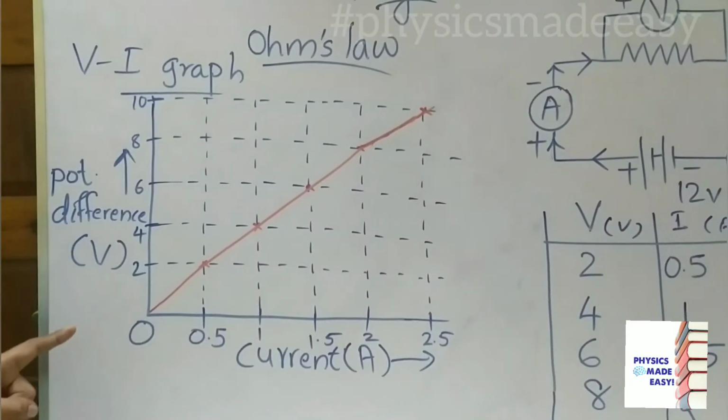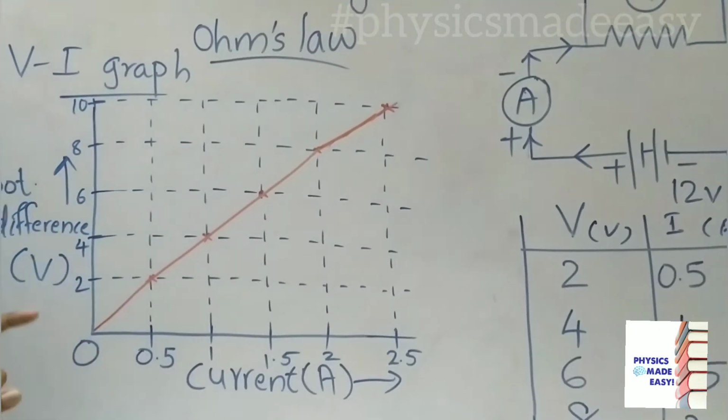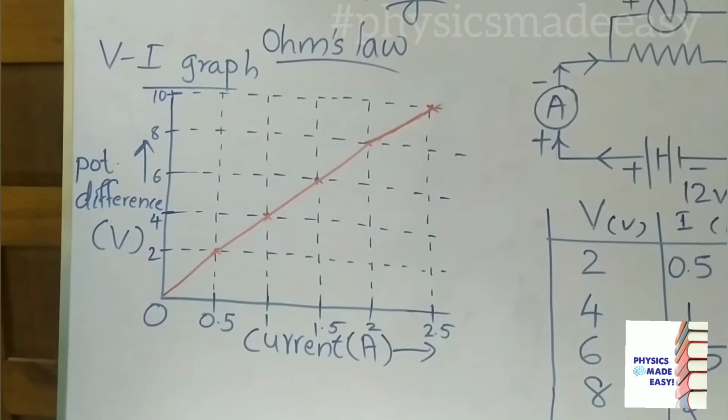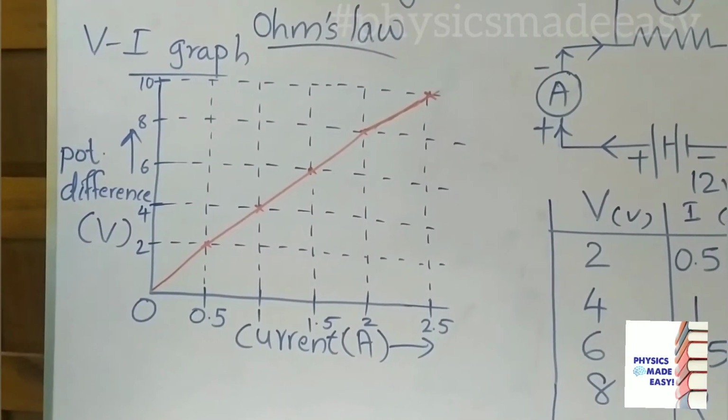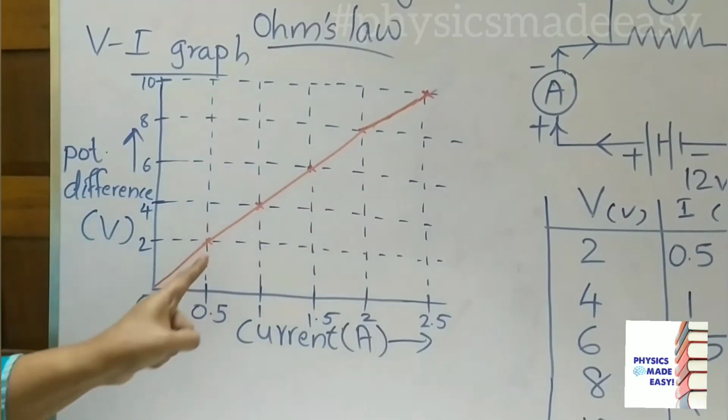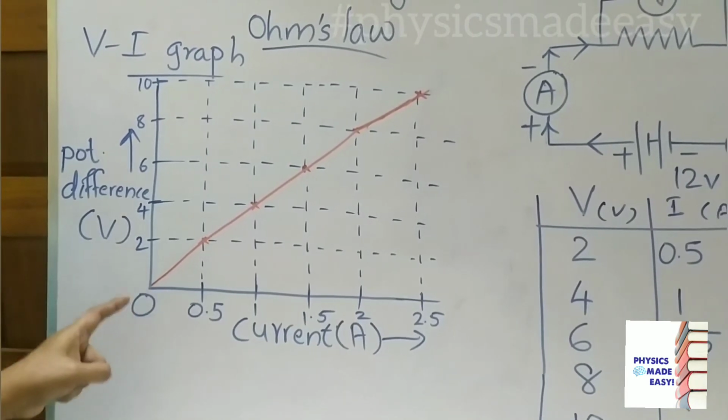Now you can see you are getting a straight line having slope. The VI graph of a conductor at a particular temperature will be like this. Here you can see a straight line having slope.